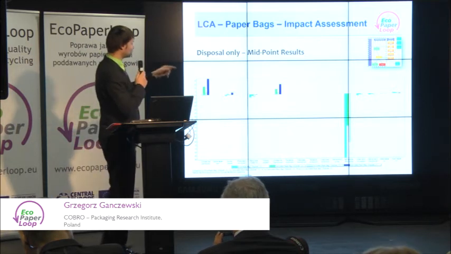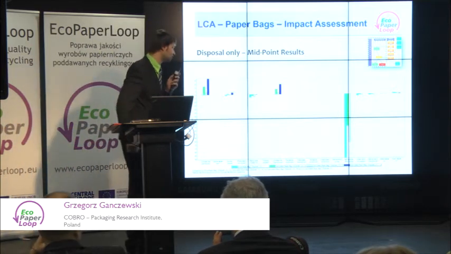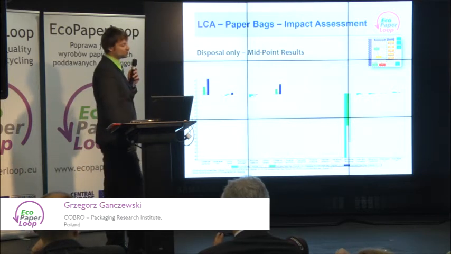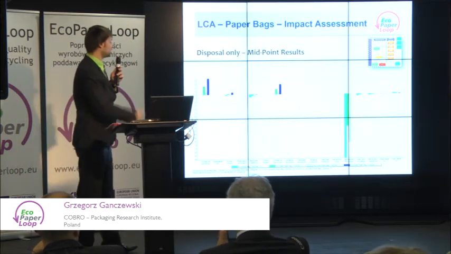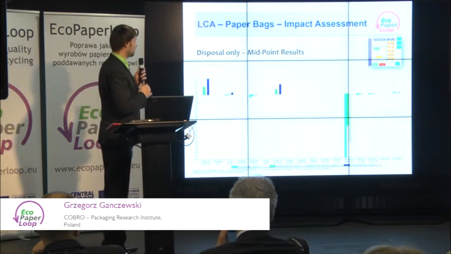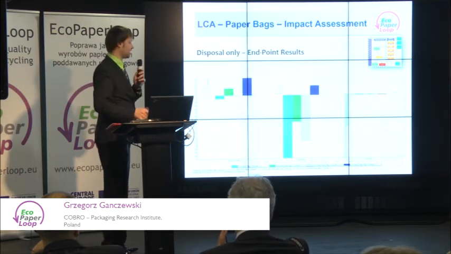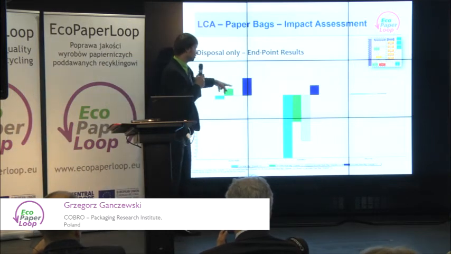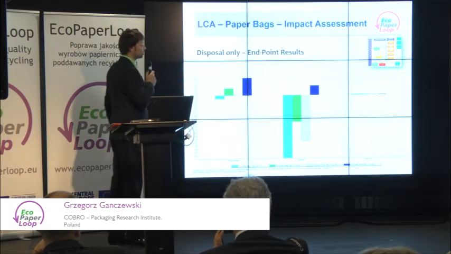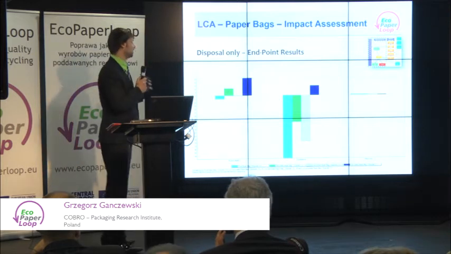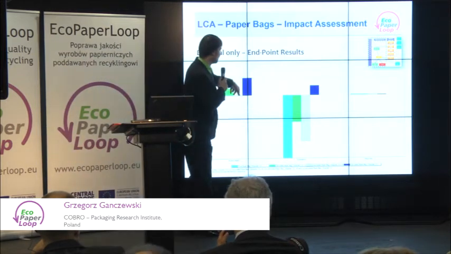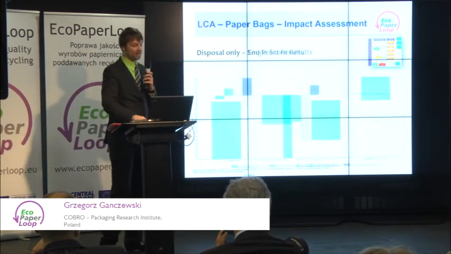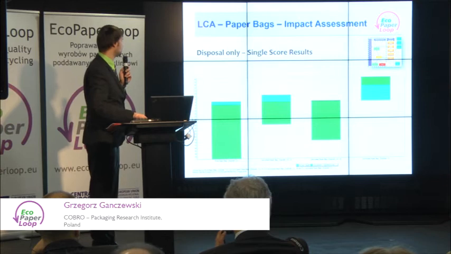And we can see that the most important impact category was agricultural land occupation, and we can see that our pure paper bag, because of the potential 100% recycling rate, has got the best result. And the same here. Those results are mostly connected to other end-of-life options, which are incineration and landfilling. So you can see that this is the highest for scenario C, which offers no recycling whatsoever. And this is the single score result.